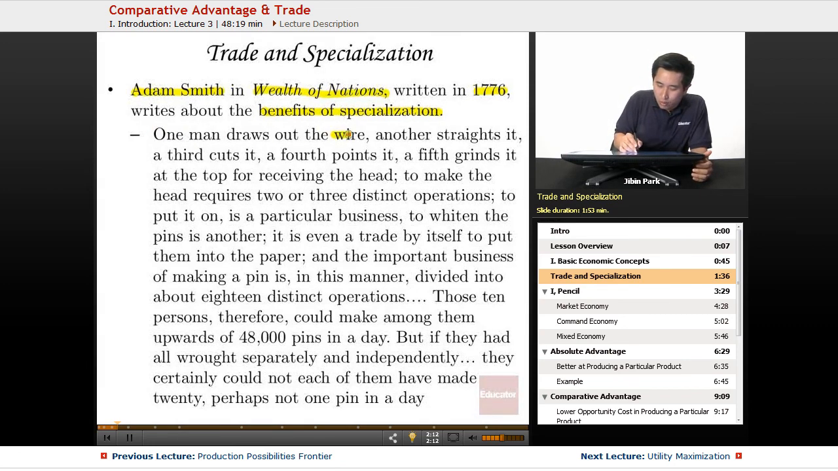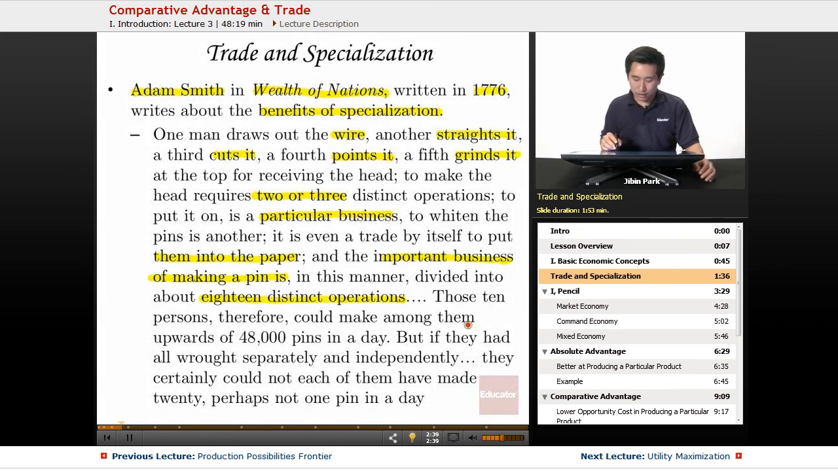One man draws out the wire, another straightens it, a third cuts it, a fourth points it, a fifth grinds it at the top for receiving the head. To make the head requires 2 or 3 distinct operations. To put it on is a particular business. To whiten the pins is another. It is even a trade by itself to put them into the paper. And the important business of making a pin is, in this manner, divided into 18 distinct operations. Those 10 persons, therefore, could make among them upwards of 48,000 pins in a day. But if they had all wrought separately and independently, they certainly would not each of them have made 20, perhaps not 1 pin in a day.